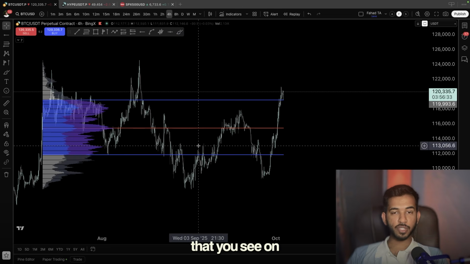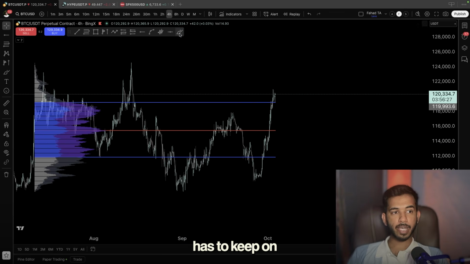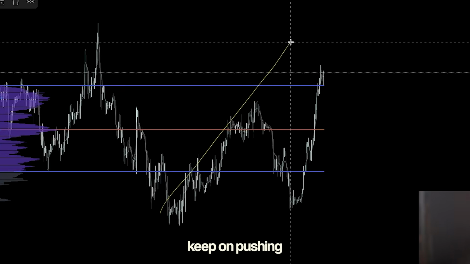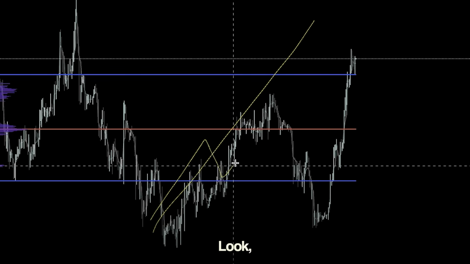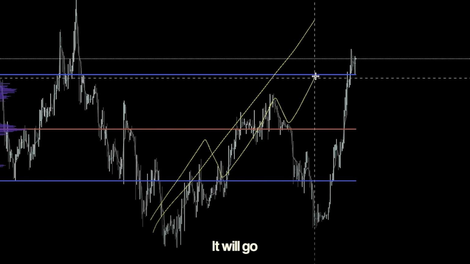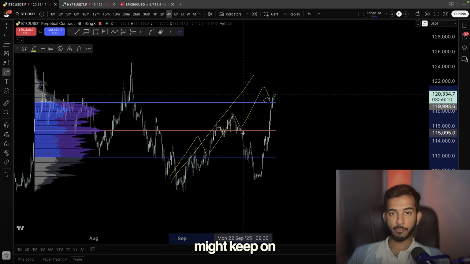All of these levels that you see on your chart are basically supposed to act as a staircase for you, as certain kinds of steps. So if the market has to keep on going higher, it won't just keep on pushing one way. It will go higher, backtest your volume area low. It will go higher, backtest your POC. It will go higher and backtest your volume area high. That is how the price might keep on pushing higher.